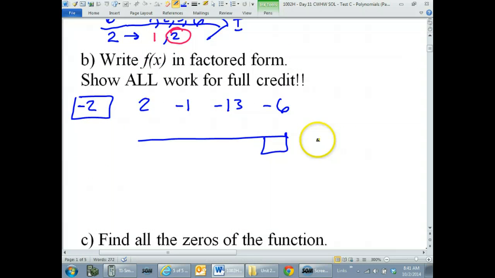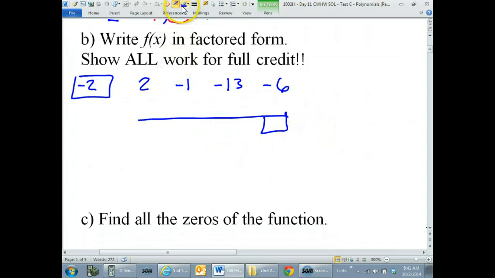Okay, so now I'll go ahead and do this and see what I've got. All right, so I'll bring this down. So that'll be 2. 2 times negative 2 is negative 4. That makes negative 5. That makes positive 10, negative 3, positive 6, and 0, as we knew that it would.